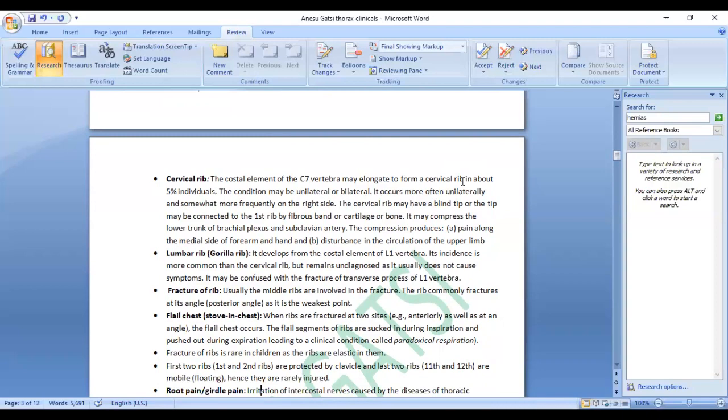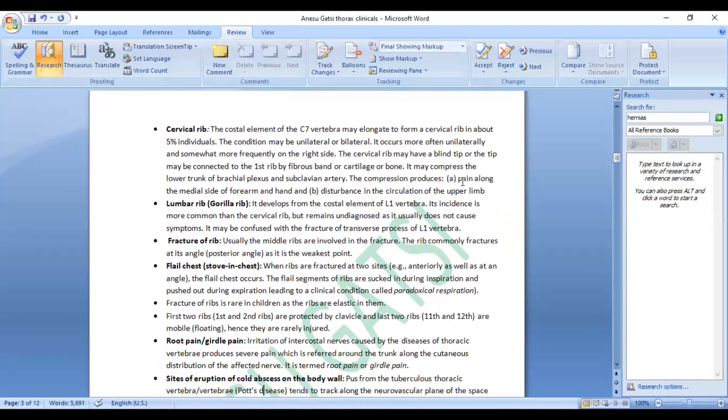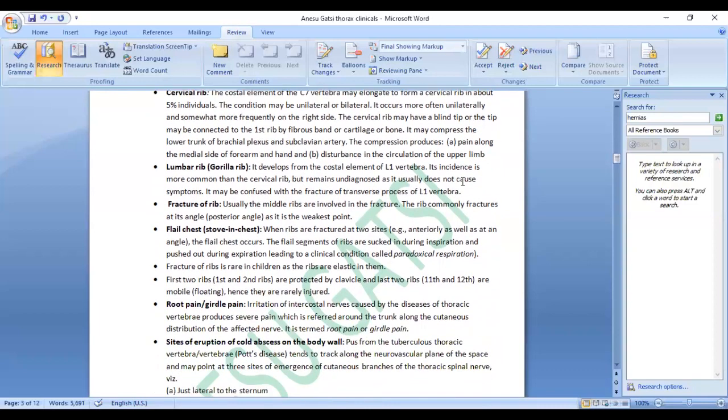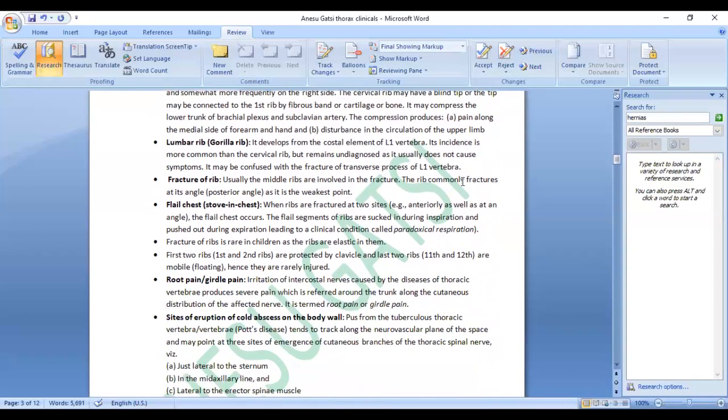Fractures of ribs are rare in children because the ribs are elastic in children. When you look at the ribs that are more prone to fracture, the first and second ribs are protected by the clavicle, and the 11th and 12th ribs, which are floating, are rarely injured. Then you have what is known as root pain or girdle pain, whereby you have irritation of intercostal nerves caused by diseases found within the thoracic vertebra.